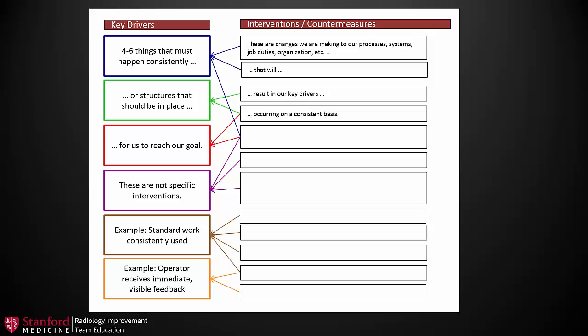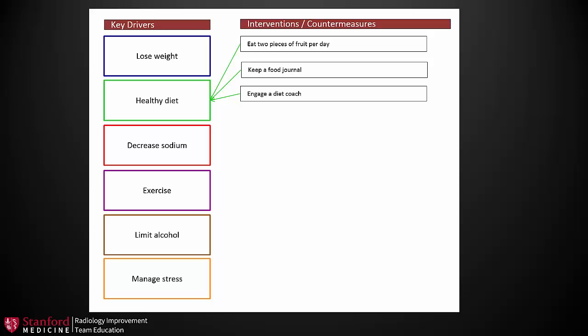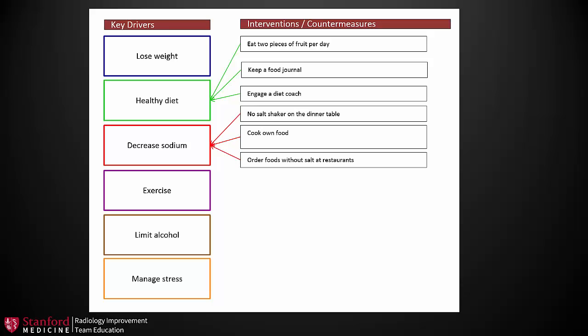The second component of the key driver diagram, in addition to the key drivers, are the interventions or countermeasures. These are changes we're making to the processes, systems, job duties, organization, and so forth that will result in our key drivers occurring on a daily basis. In the blood pressure example, in order to accomplish our key driver of eating a healthy diet, we might say we want to eat 2 pieces of fruit per day, keep a food journal, and engage a diet coach. And to decrease our sodium, we might stop putting the salt shaker on the dinner table, we might cook our own food, or we might be sure to order low sodium foods when we're dining out. The arrows indicate which key driver the intervention or countermeasure is designed to impact.